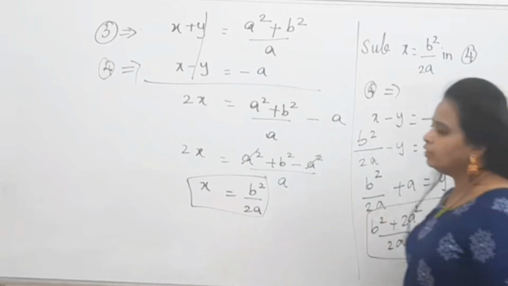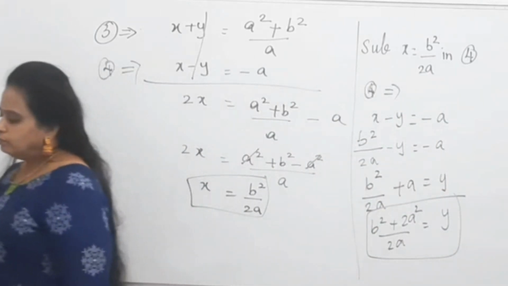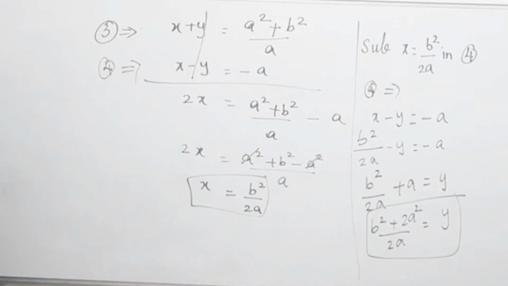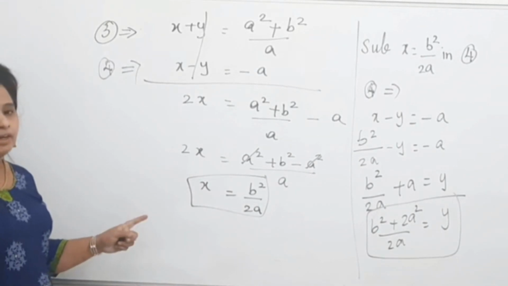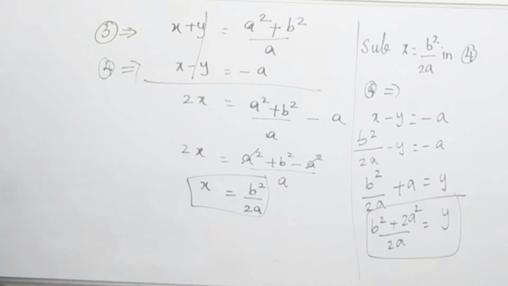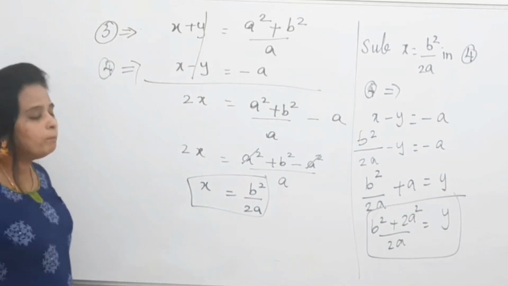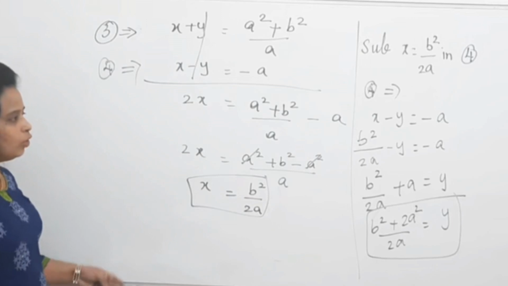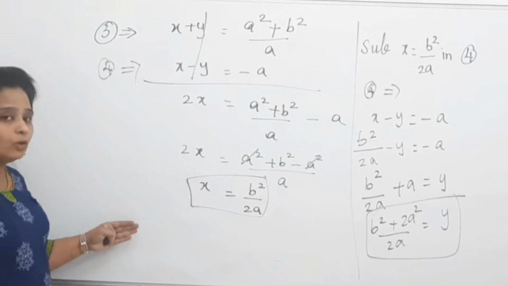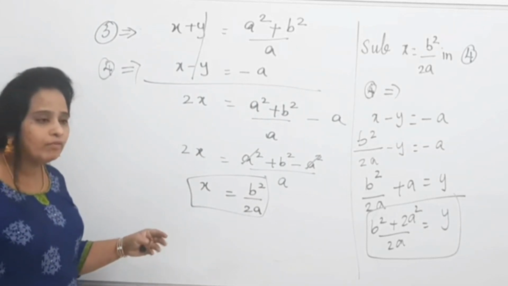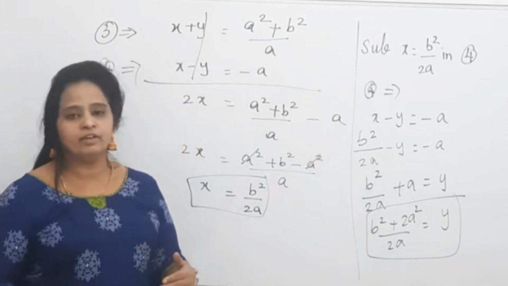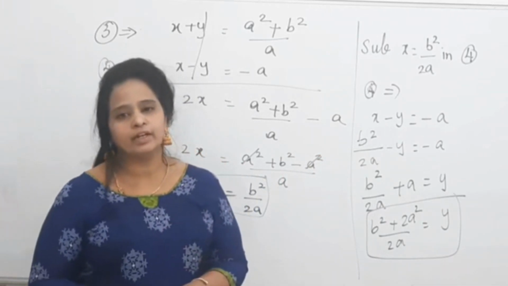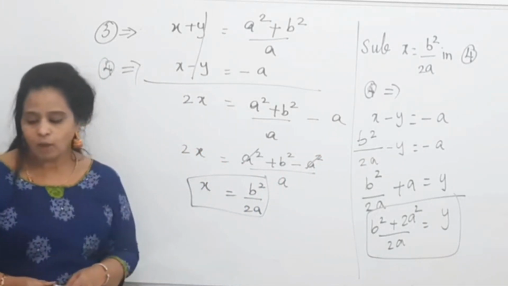That's my value. So y becomes 2a square plus b square divided by 2a, and x is equal to b square by 2a. Children, I hope everyone understood how to get your x and y values from the pair of linear equations. Again, you get the pair of linear equations, then by solving, you get your x and y values.